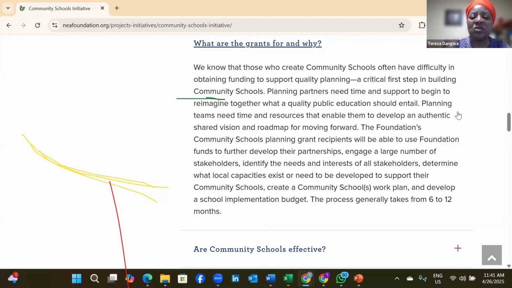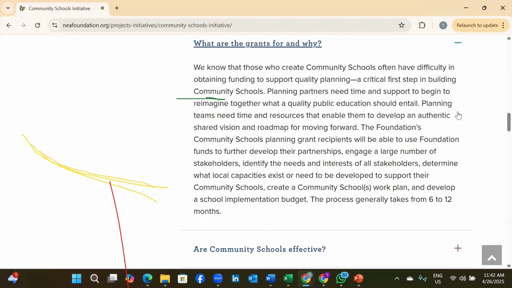The Foundation's Community Schools Planning Grant recipients will be able to use Foundation funds to further develop their partnerships, engage a large number of stakeholders, identify the needs and interests of all stakeholders, and determine what local capacities exist or need to be developed to support their community schools. They will create a community schools work plan and develop a school implementation budget. The process generally takes from 6 to 12 months.